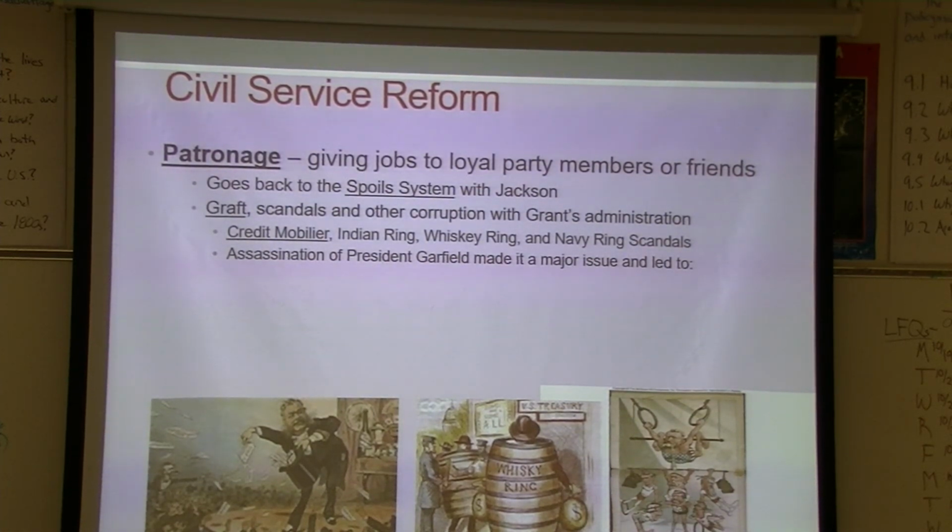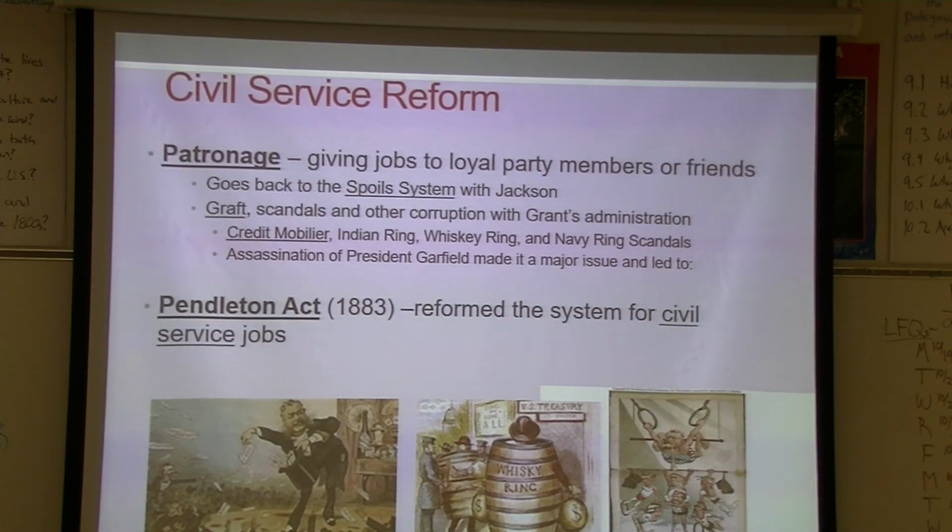I tell more of a story about it in class, but for time I won't here. He will end up dying, but it led to, and this is the important thing that you need to know, the Pendleton Act. Arthur will actually push for this. It reforms the civil service jobs.